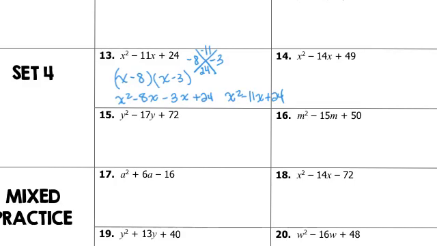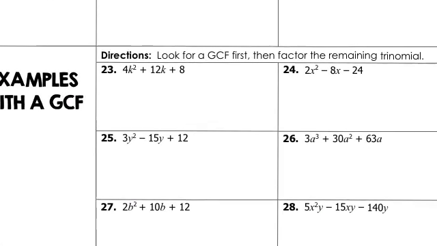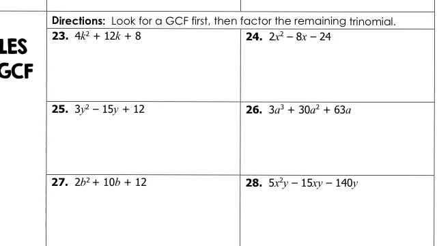So I'll let you work on set 4, and then there's mixed practice for you to work on. And we're going to look at examples with a GCF. So this is important because, again, and I told you I was going to say this over and over again, the first step is always to look for the GCF. Whether we remind you and tell you to do that or not, always look for a GCF. So what do each of these terms have in common? Well, they're all factorable by 4, which leaves you with k squared plus 3k plus 2.